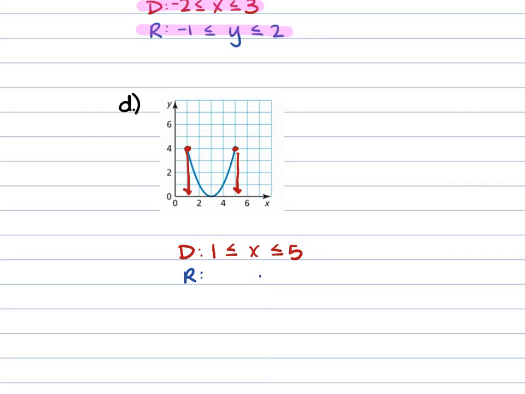For our range, we have our y values. We're going all the way up to 4, and we are dealing with 0. So the 0 will come first, the 4 will come last. y is greater than or equal to 0, as well as less than or equal to 4. So for our domain, we have all the values that are between 1 and 5, including 1 and 5 for our x's. And then for our y's, for our range, we have anything between 0 and 4, including 0 and 4.